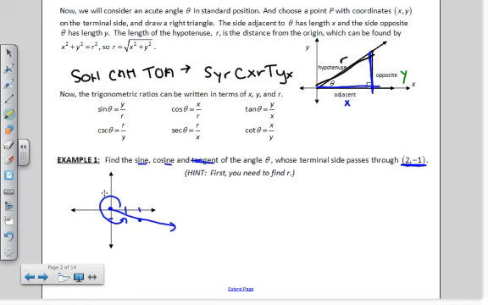Okay? I don't like calling it theta. It was theta. All right, too bad. Get rid of it. Get used to it.